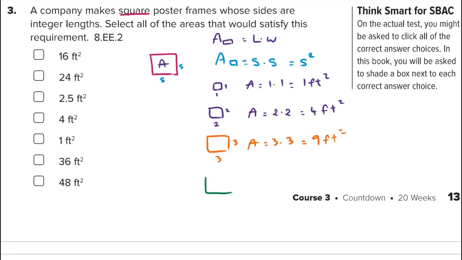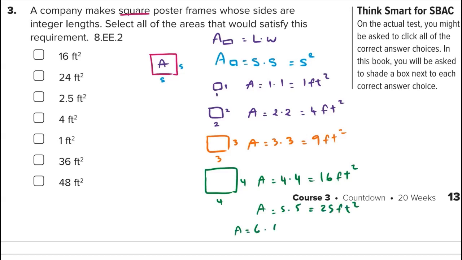And then 4. A square has a side length of 4, so the area will be 4 times 4, which is 16 feet squared. I hope by now you know what I'm guiding you to. Basically we're looking for the square numbers. So we have 1 squared, 2 squared, 3 squared, 4 squared. Then 5 squared is going to be 5 times 5, which is 25. And 6 squared, side length is 6, that would be 6 times 6, which is 36 feet squared.